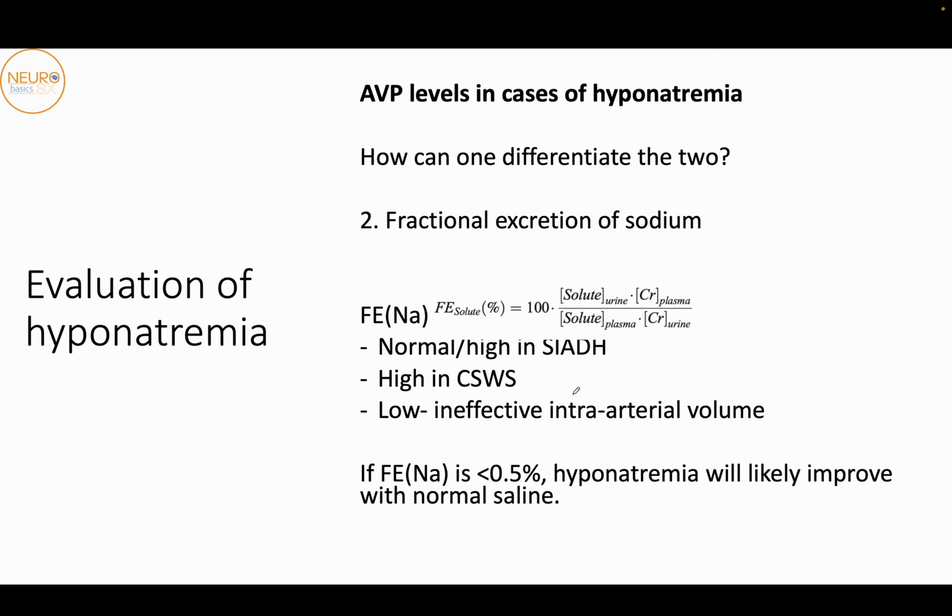On the other hand, patients who have a low or ineffective intraarterial volume, who just don't have enough volume reaching the kidney, are going to have a low excretion of sodium, because the body is trying to retain sodium, since there will be hyperaldosteronism. The amount of sodium put out in the urine will be much lesser. So if your fractional excretion of sodium is less than 0.5%, that indicates most likely you have a low intraarterial volume, and in those patients you can go ahead and give normal saline without any concern. On the other hand, in patients with SIADH and CSWS, the fractional excretion of sodium will be more than 0.5%, and that's where you need to be a little bit more careful about giving normal saline.